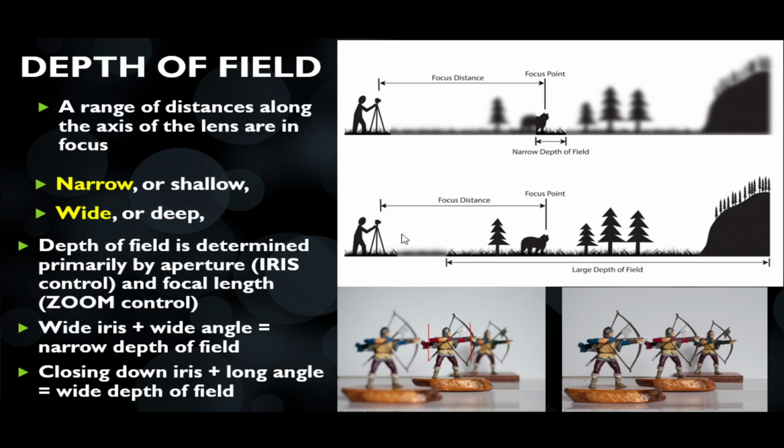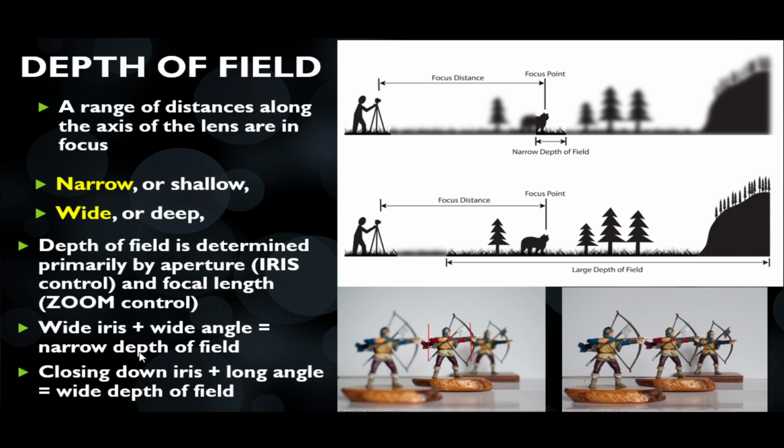Now, likewise, if you have a wide or a deep depth of field, a lot more stuff is going to be in focus. So when I look at these bottom two, I can see from these three archers, the far archer is out of focus, the near archer is out of focus, but the one in the middle is in clear focus. So this tells me I have a narrow depth of field, as opposed to the other one where I can see all three of them in pretty good clarity. This tells me that I have a wider depth of field.